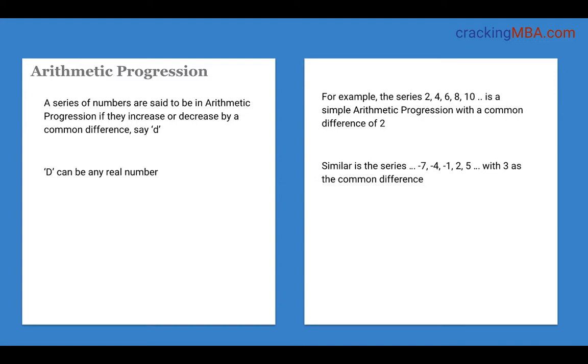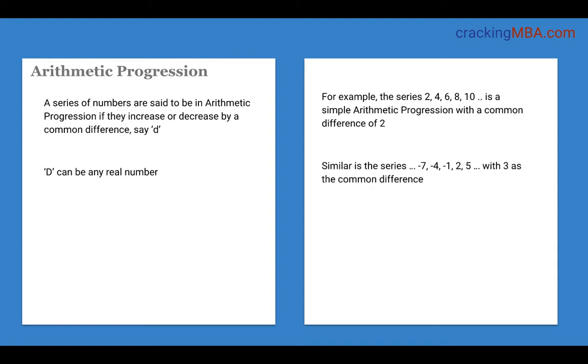So an arithmetic progression is nothing but a series of numbers which have a common difference, say d. We can express that series by using the seed number, which is the first number, and by incrementing each subsequent number in the series by the common difference. Either you increase it by the common difference or you decrease it by the common difference. Now d can be any real number.